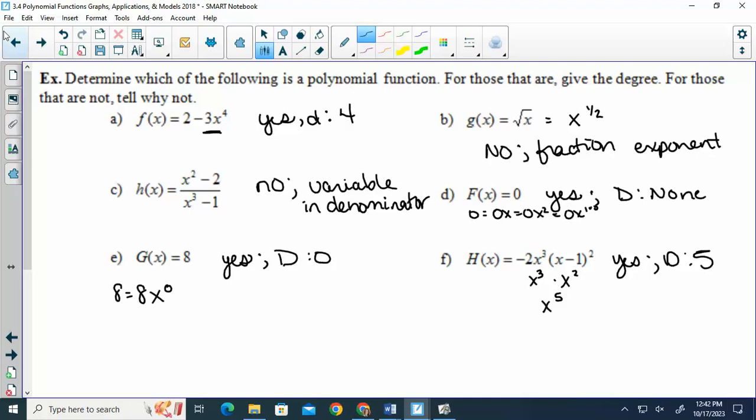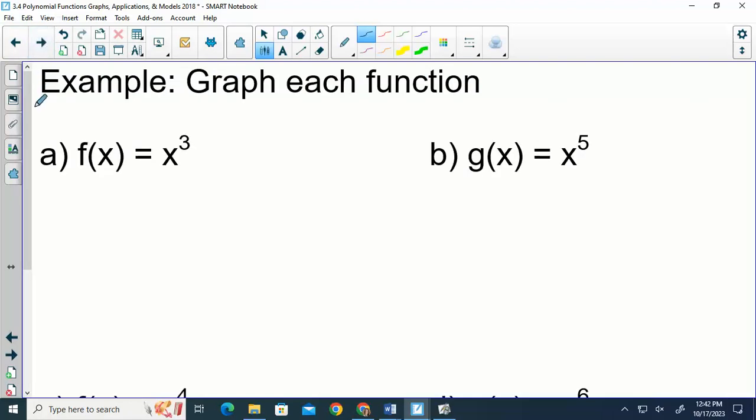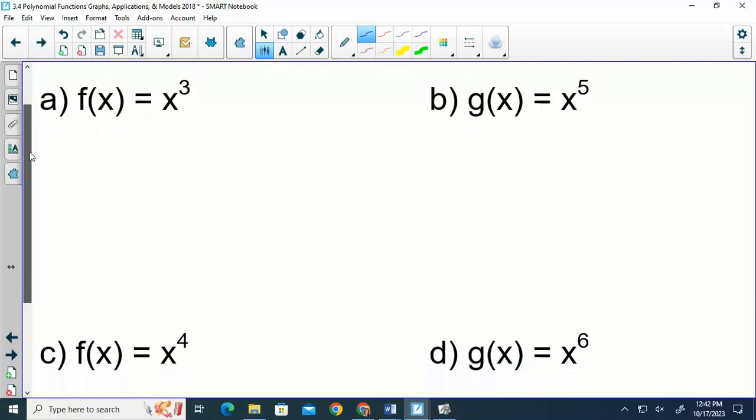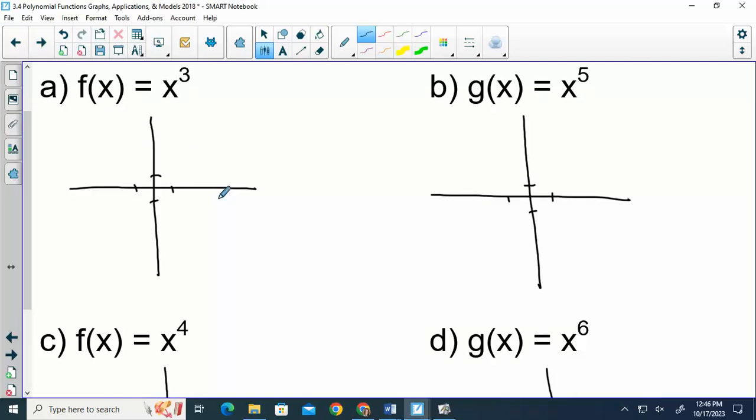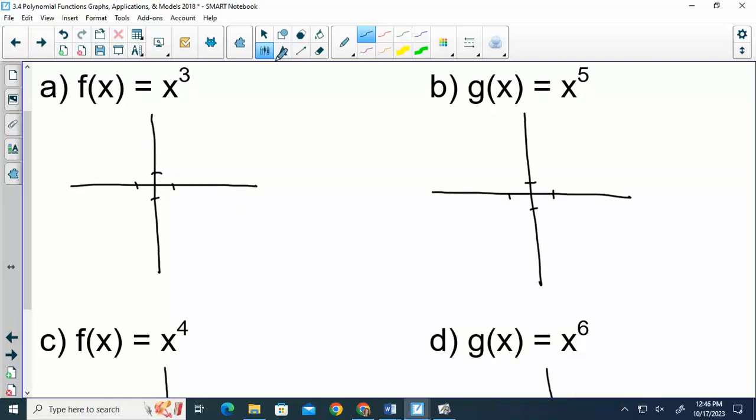Okay. So I want you guys to take a minute and draw a rough sketch for each of these graphs. You can use a graphing calculator if you need to. Just want an idea of what each of those things looks like. X cubed, we've seen that one before. It's our parent function. We've seen, so we know it looks like this.